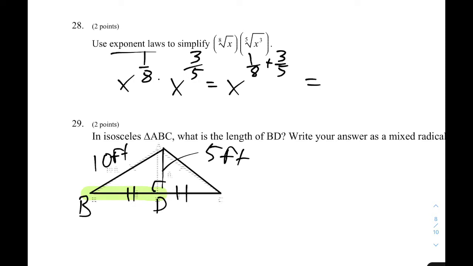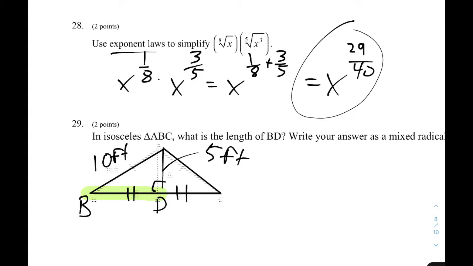8 and 5, they don't have anything below 40 as a common denominator. So it'll be 40. And 1/8 will be 5/40ths, 3/5 will be 24/40ths, so that'll be 29/40ths. And I don't think 29/40ths will reduce at all, so that's our answer. Which we could also write, if you like, as the 40th root of x to the power of 29.